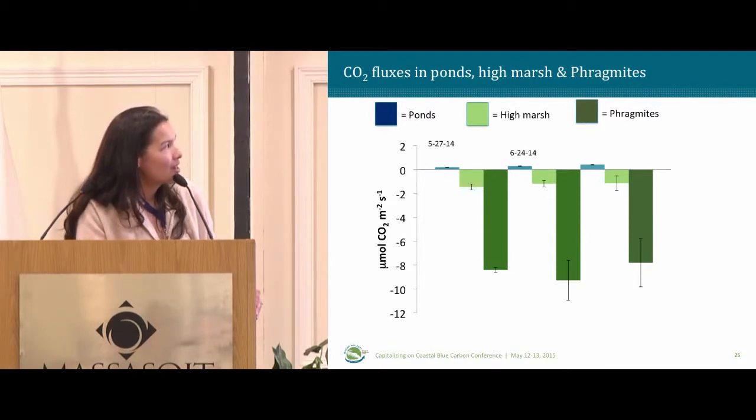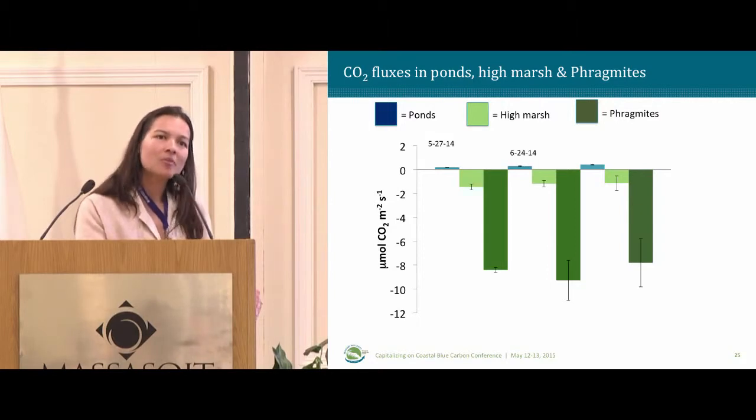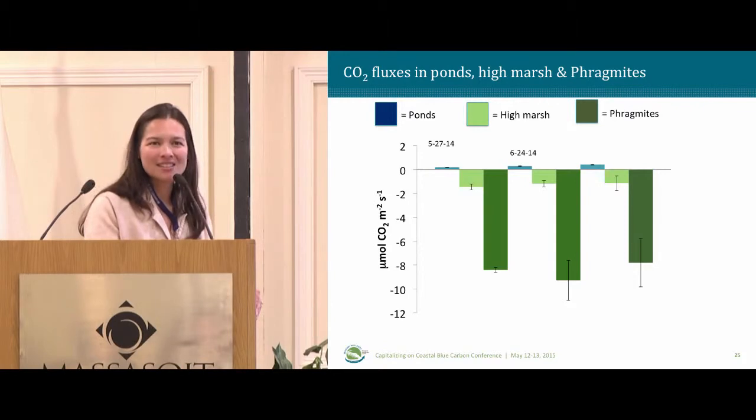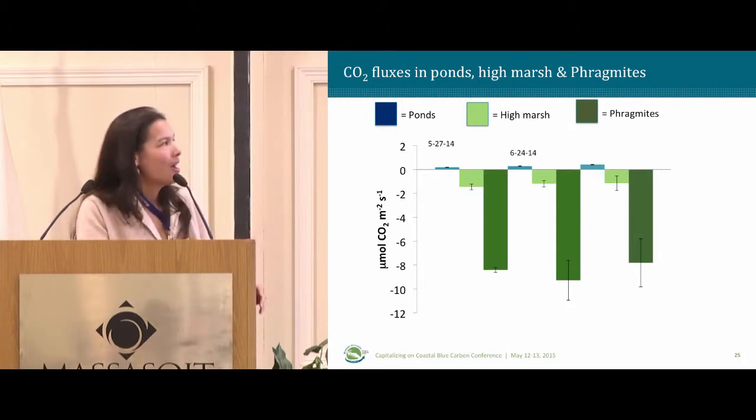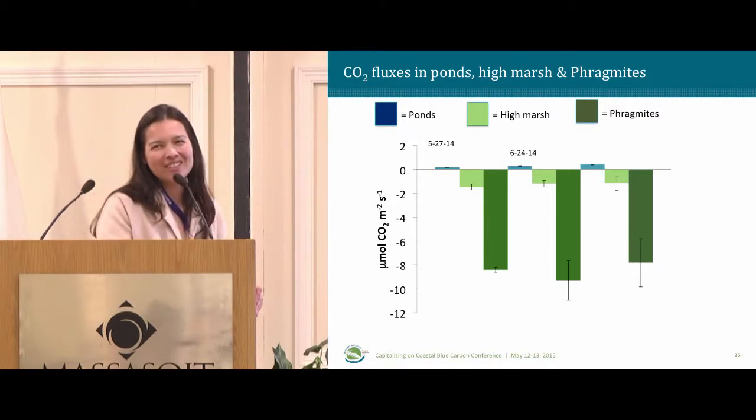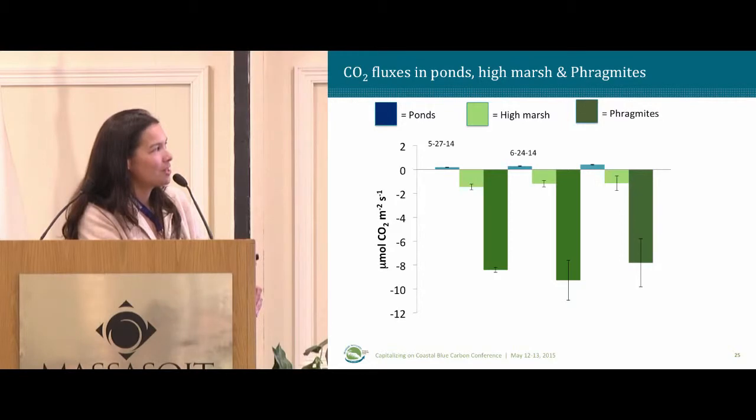So looking at the potential connection to sea level rise and waterlogging, I'm comparing here CO2 fluxes between ponds that have permanent standing water, high marsh native vegetation, and invasive Phragmites vegetation. And what we're seeing is that, first of all, there's not much going on with the ponds. There are some small emissions. The fact that there are emissions is interesting because compared to the native marsh, there would be uptake of CO2.